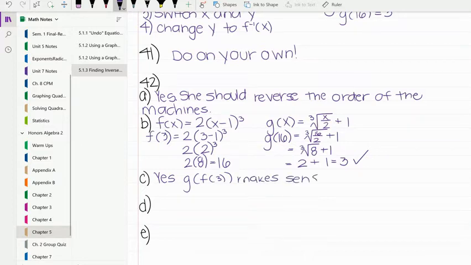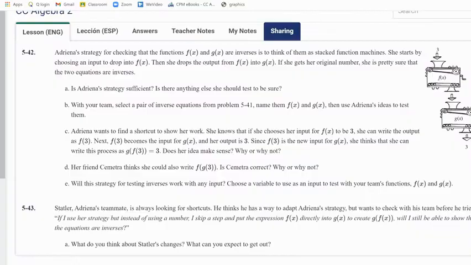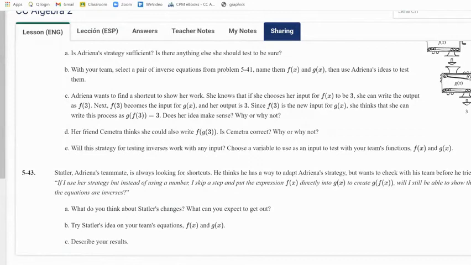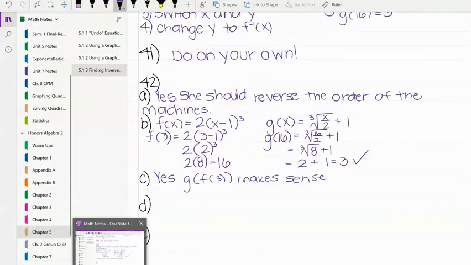All right, so let's go ahead and look at part D. Part D says her friend Symmetra thinks she should also write f of g of 3. Is she correct? Why or why not? What that's saying is if you do g of 3, if you plug that into f, would you get what you started with? No, that doesn't really make sense.